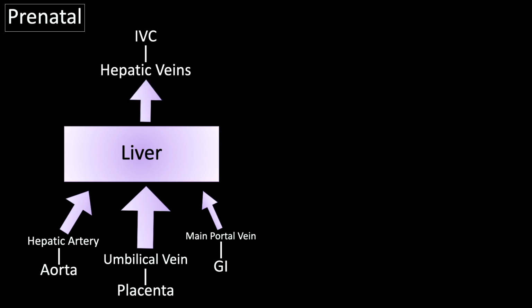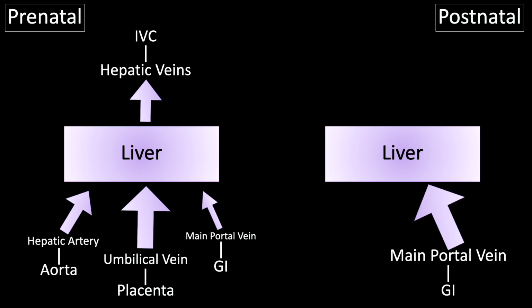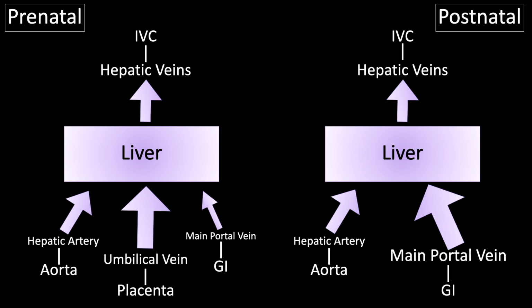The drainage of the liver is through three hepatic veins that drain into the IVC: right, middle, and left hepatic veins. If you look postnatally, the main source of blood flow to the liver is now the main portal vein. And that contributes the majority of blood flow to the liver, about 75%, and is joined by the hepatic artery that brings about 25%. Clearly, there's no umbilical vein postnatally, so there's no contribution into the liver. The drainage of the liver is no different than in the fetus, with the three hepatic veins that drain into the IVC.